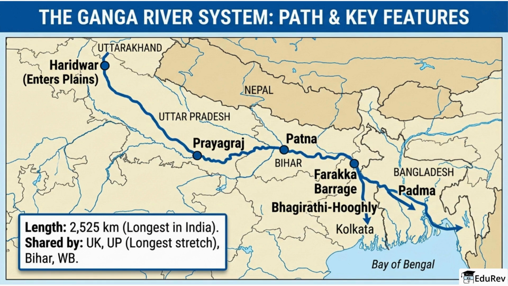The Ganga's total length is about 2,525 kilometers, making it the longest river in India. And the main Indian states along its course are Uttarakhand, Uttar Pradesh, which has the longest stretch, Bihar, and West Bengal. This is not just one river. It is a corridor of settlement, agriculture, and political geography.